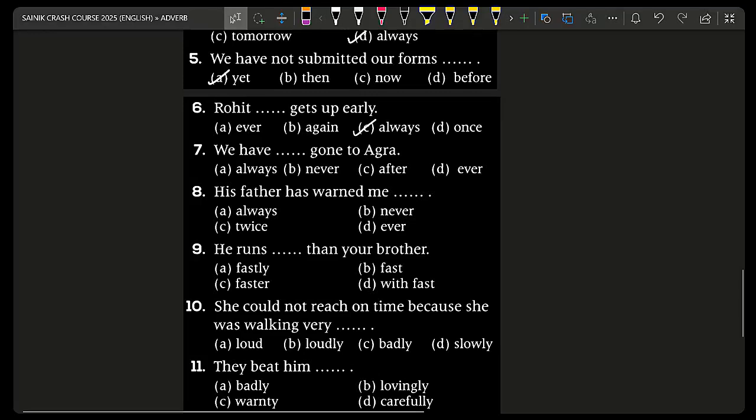Sanvi, can you answer the next question? Sanvi, seventh question. Yeah, read the question, Sanvi. We have dash gone to Agra. So never. Yes, we have never gone to Agra. So remaining words are not matching there. Yes, eighth question. His father has warned me dash.